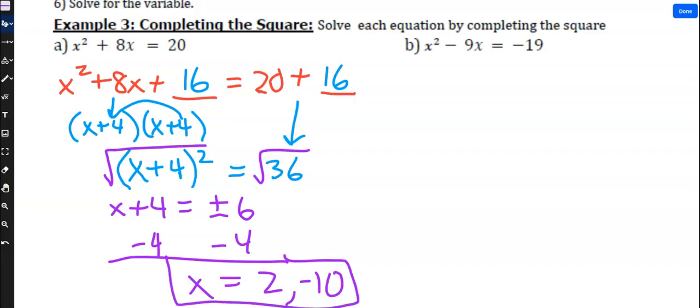Now, could I have done that a different way? Yes, but if you're asked on a test to do the process called completing the square, you will lose a large amount of credit if you do it a different way. So, I got x squared minus 9x plus blank equals negative 19 plus blank.